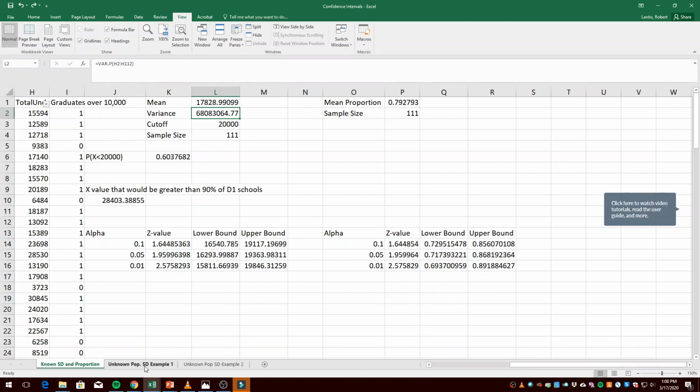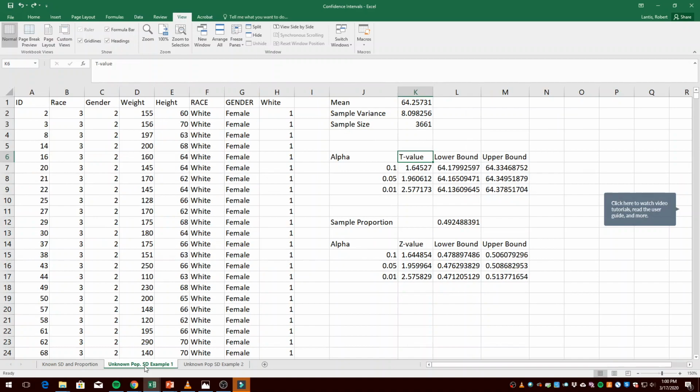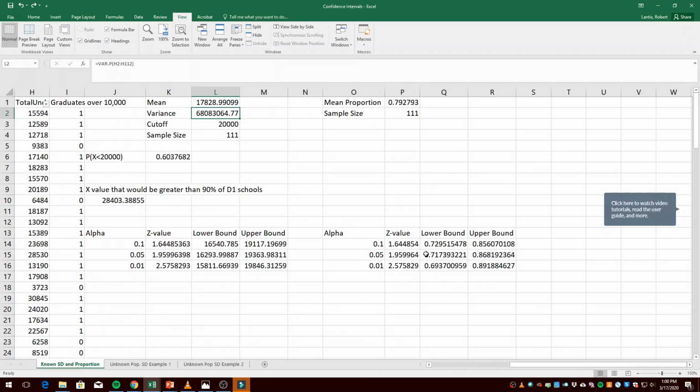So instead, it's a lot more likely that we have an unknown population standard deviation. So I have another example here where you can find a sample proportion, just to give you some more practice if you want to look through these or try to reconstruct these. It's just like we did over here.